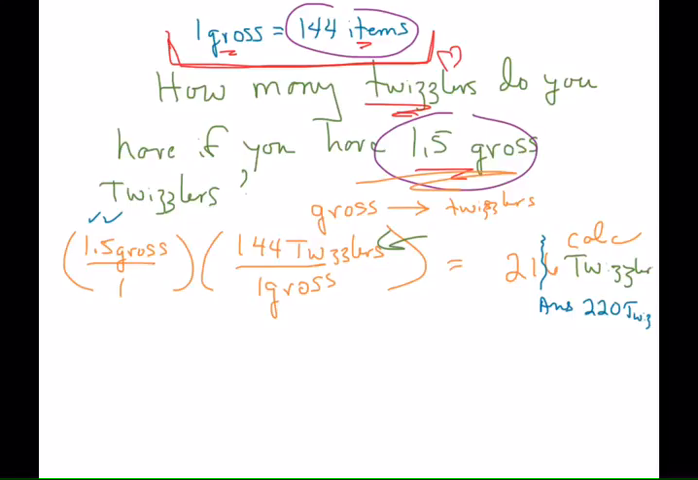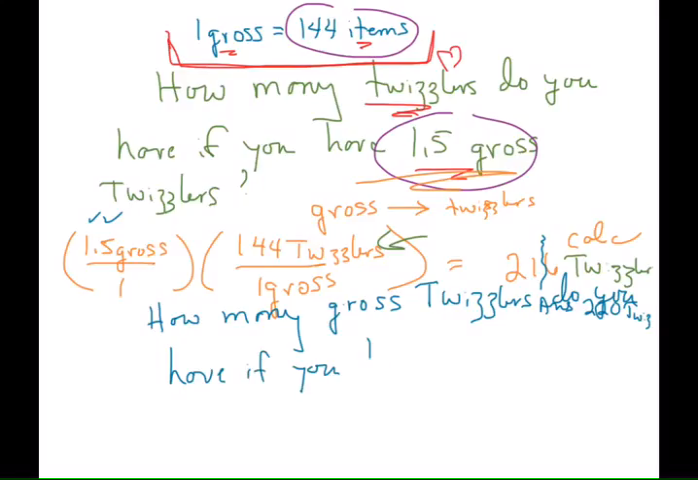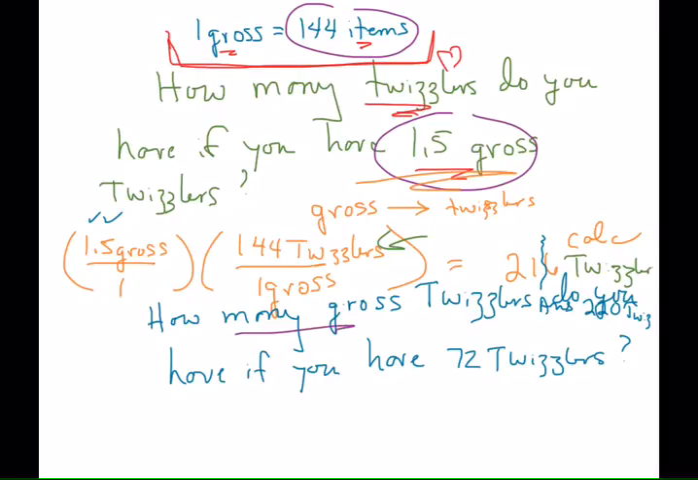So I have another, let's see how this works. Yep, I got one more problem down here. It says, how many gross of Twizzlers do you have if you have 72 Twizzlers? So now, in this case, how many gross? Gross is like a pocket, it's like a dozen, okay? Gross is honestly like a mole. So we're going to gross from these number of Twizzlers, 72 Twizzlers.